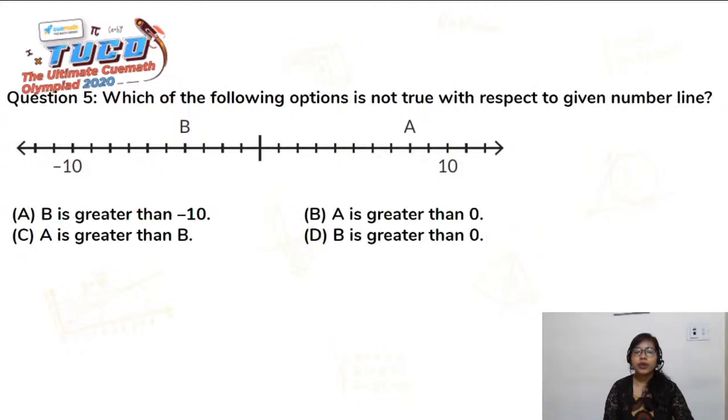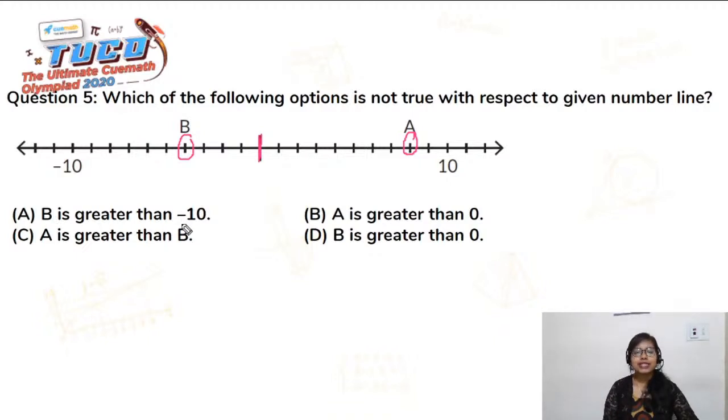Which of the following options is not true with respect to the given number line? So as you all could see, this is a marking which is made. So let me just mark this with pink because this is a huge marker. And then you have minus 10, you have a plus 10. This is a B here, this is an A here. Okay, so B is this and A is this. Now let's check which statement is not correct.